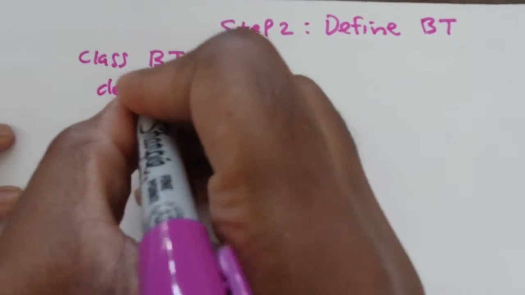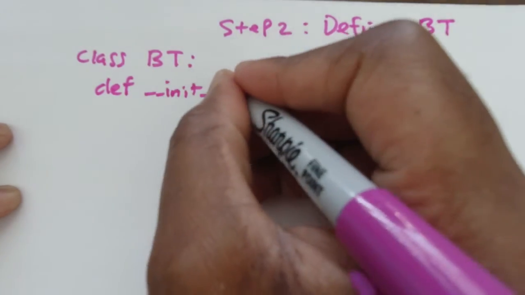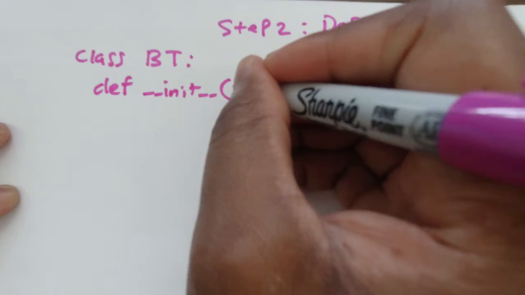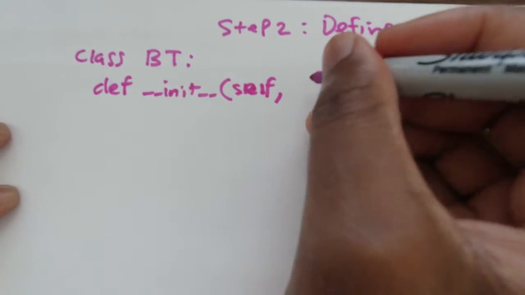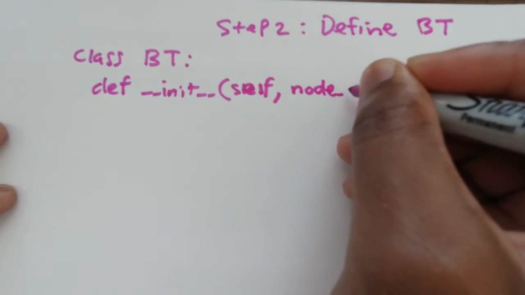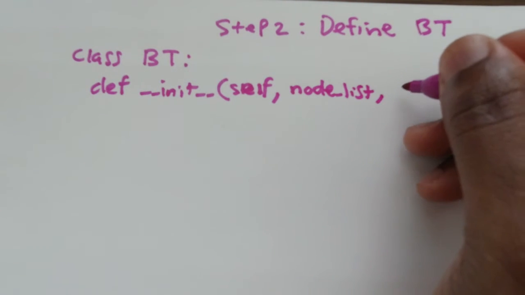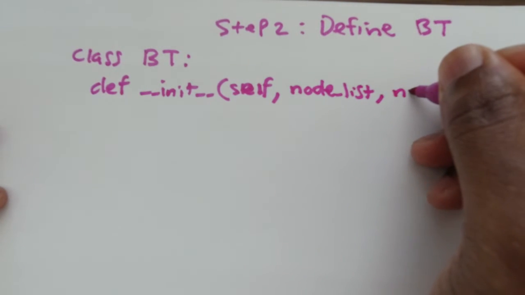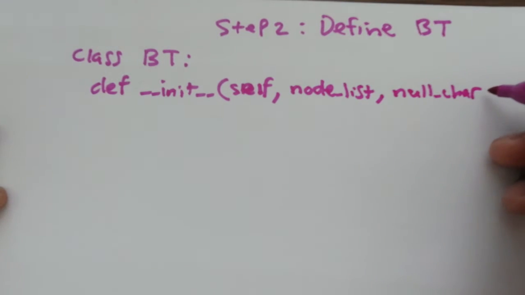And in our init, we must take in self, I know it's kind of hard to see, but that's a self. We're going to take in certain pieces of information. So we need to take in the node list, the actual input which is given to us. And then we'll need the null character as well. So let's call that here null character. And we have that there, perfect.